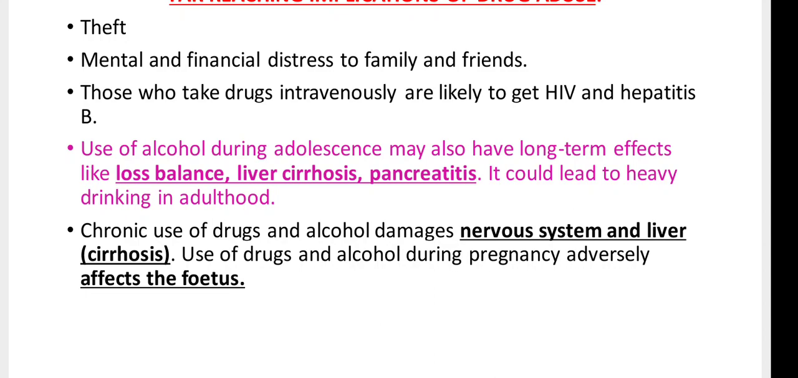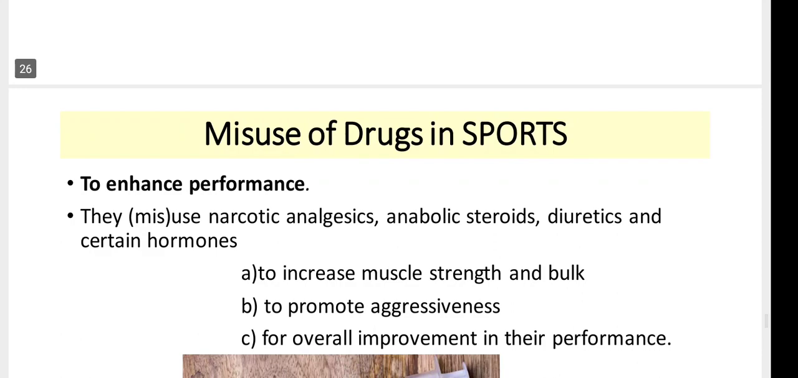The use of alcohol during adolescence may also have long-term effects like loss of balance, liver cirrhosis, and pancreatitis. It could lead to heavy drinking in childhood. We have to take a lot of precaution at this age. The chronic use of drugs and alcohol damages the nervous system and liver. The use of drugs and alcohol during pregnancy adversely affects the growing fetus as well.